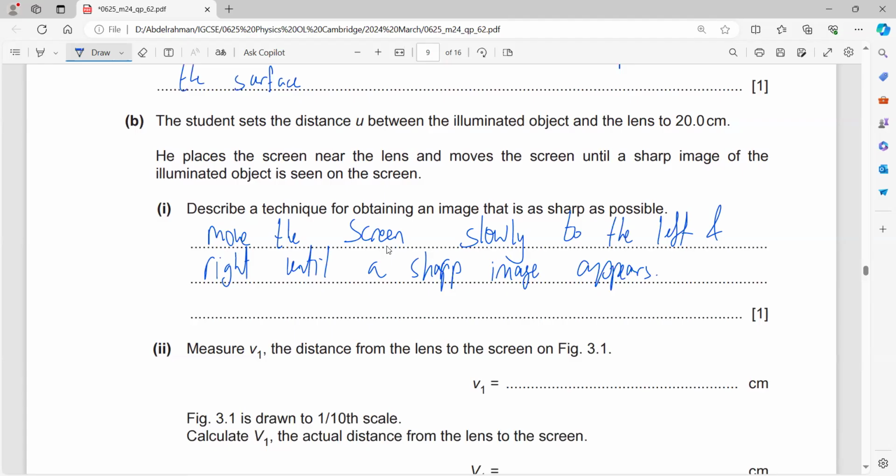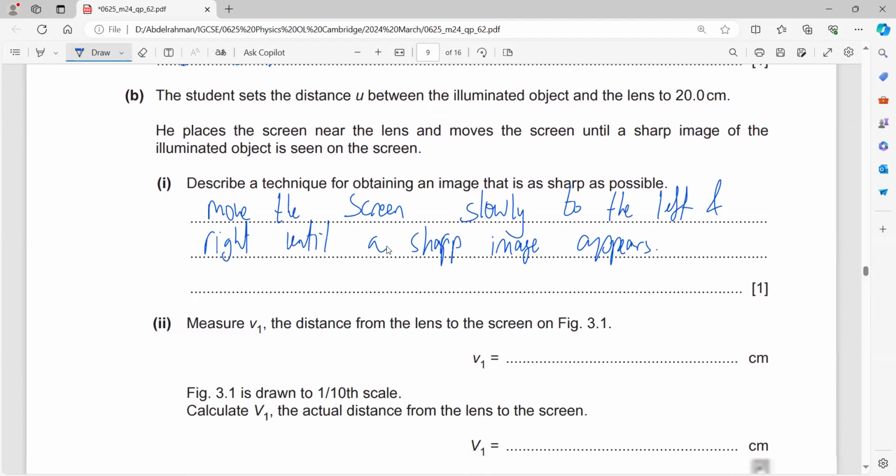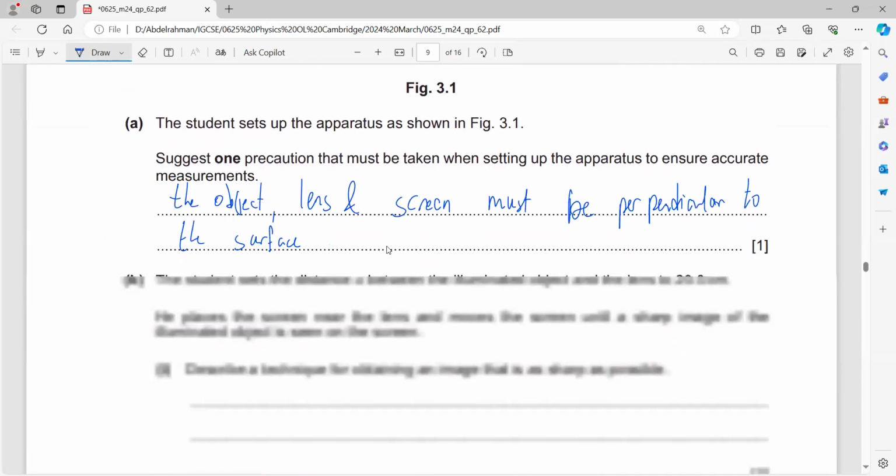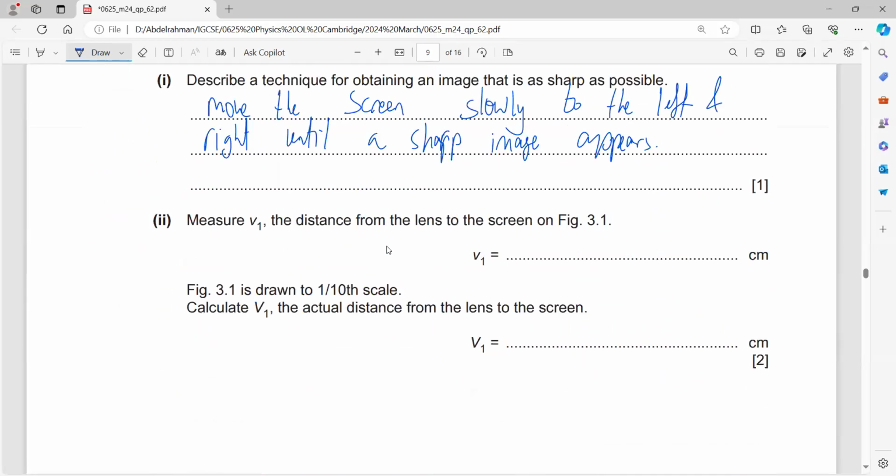Measure V1, the distance from the lens to the screen, using your ruler. Using your ruler, the distance would be 8 centimeters. If the figure is drawn at 1/10 scale, this means that I need to multiply V1 times 10. If it was 1/5 scale, for example, I would have multiplied by 5. So 8 times 10 is 80 centimeters.